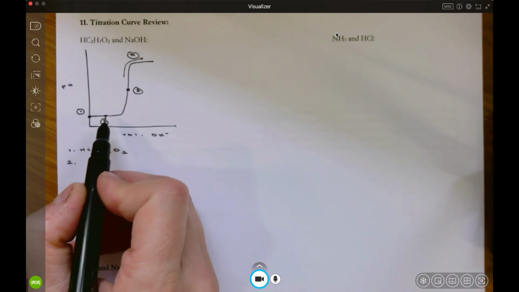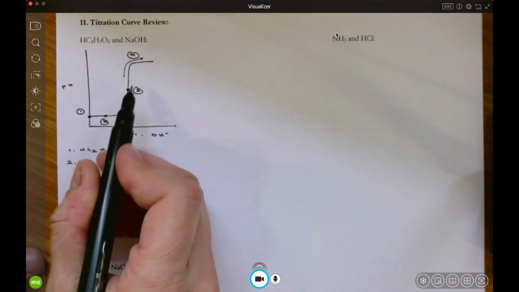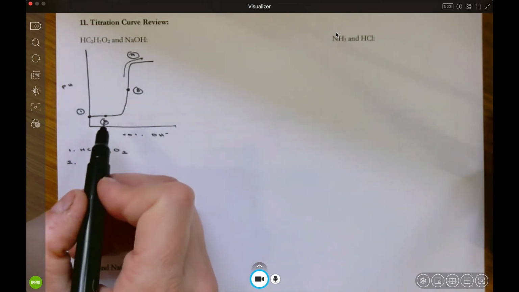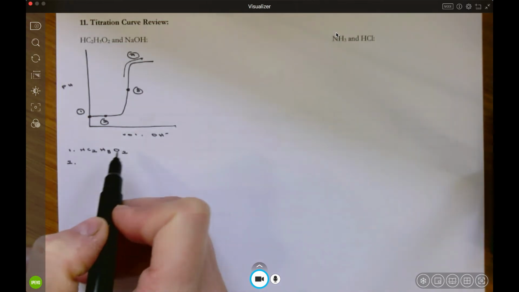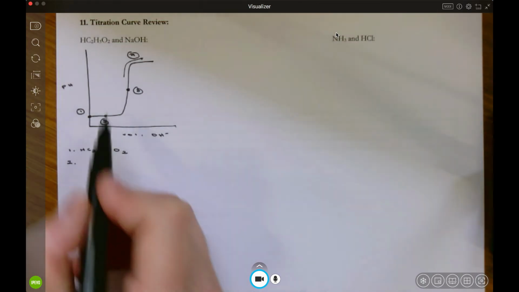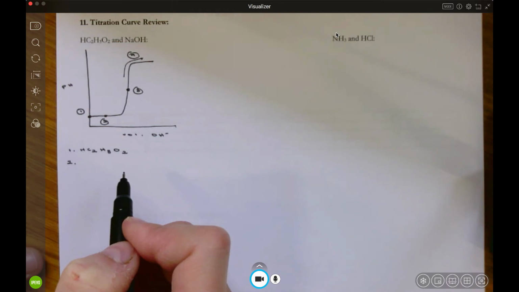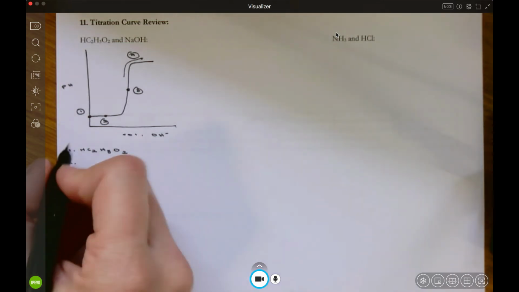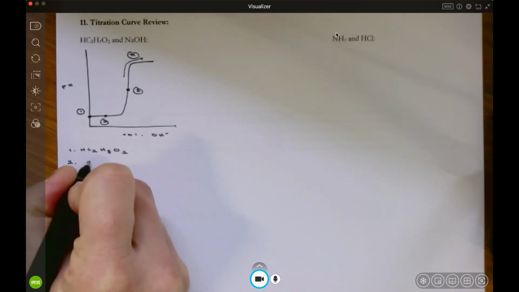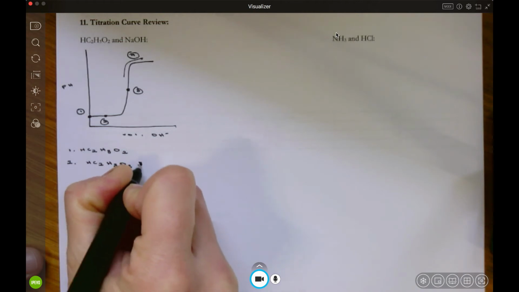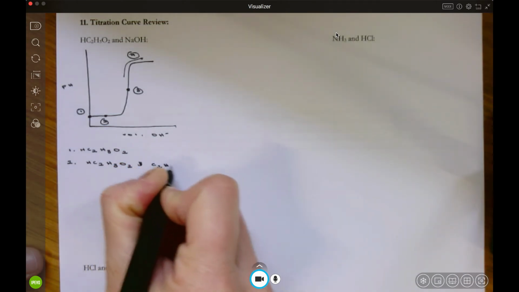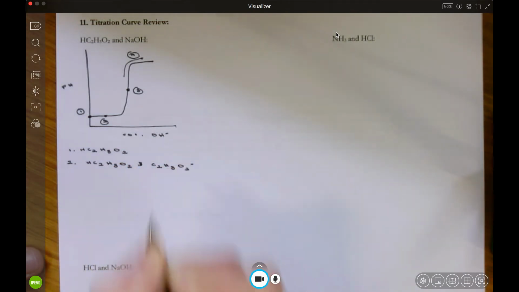my half equivalence point. So I've added half as much hydroxide as is needed to reach my equivalence point, which means if I've added half as much strong base as weak acid, that tells me I am at my half equivalence point. And remember, your half equivalence point, which is where pH equals pKa, your concentration of your weak acid and strong base are the same. You have the same concentrations. You've got equal amounts of them.